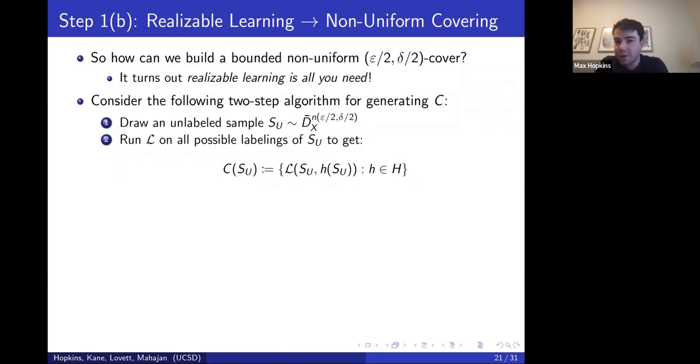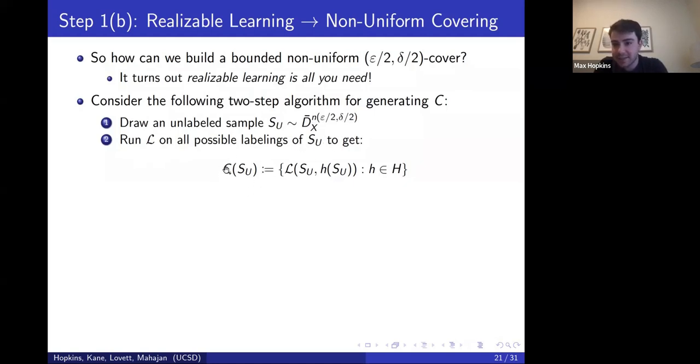I want you to consider the following two-step algorithm for generating a potential non-uniform cover C. So what do we do? Well, in the first step, we're going to draw an unlabeled sample from the marginal of the adversary's distribution, or just draw a labeled sample and ignore the labels. It will be of size n(epsilon over 2, delta over 2), where this is the sample complexity of the realizable learner L that we're using black box access to. Given that I've drawn something dependent on the sample complexity, the next step maybe isn't that much of a surprise. I'm now going to run this realizable learner on all possible labelings of my unlabeled sample SU.